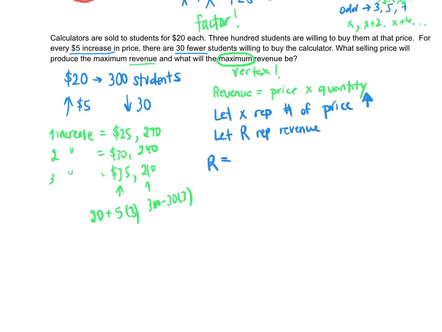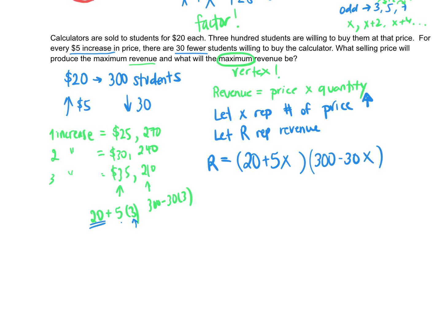Alright, so revenue is going to equal price times quantity. Well, look at how we found the equation. We took the original price and we added 5 however many times we were going to increase, and we're increasing x times. So 20 plus 5 times the number of increases. If I increased 10 times, I'm going to do 5 times 10. I'm increasing the price by $50. So I'm adding that on to 20. Then we start with 300 students and we drop by 30 x times.